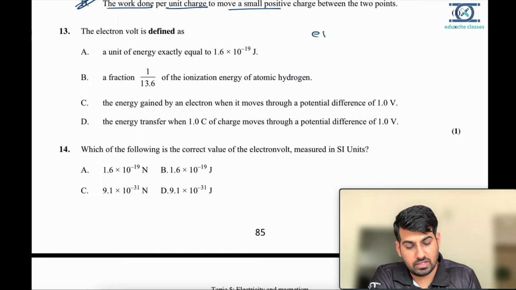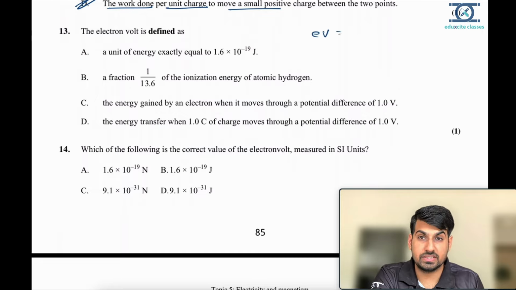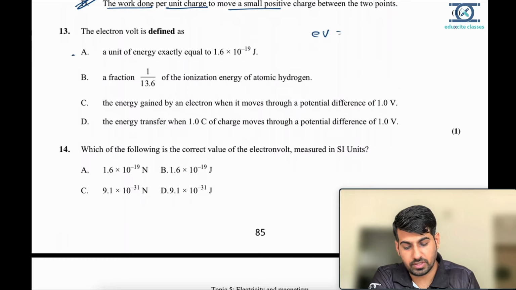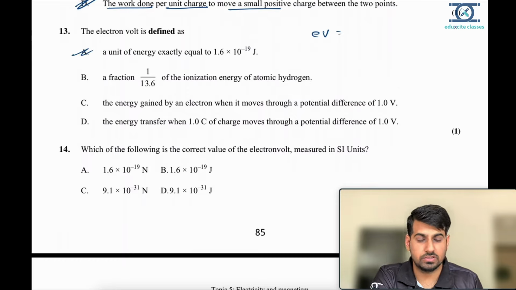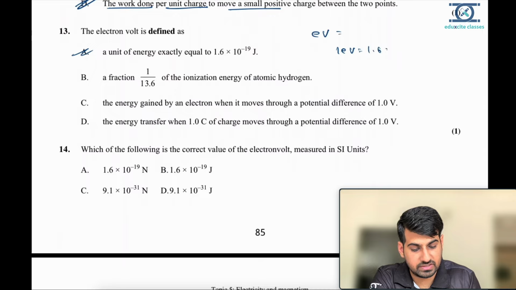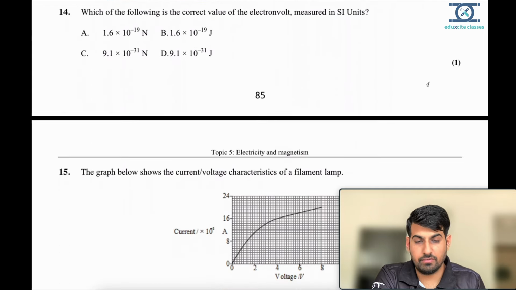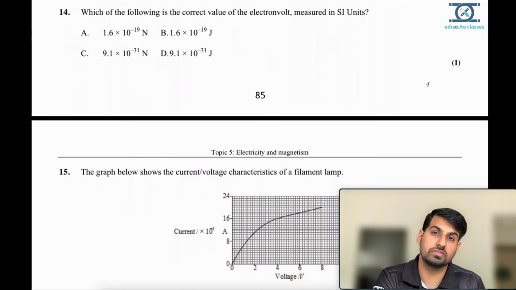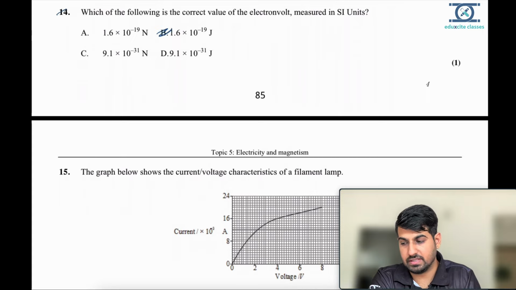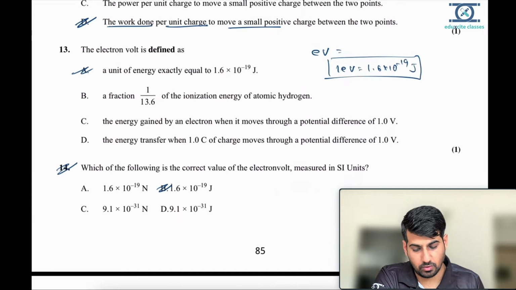And electron volt is nothing but the unit of energy first of all, which is equal to 1.6 into 10 raised to power minus 19 joule. So 1 eV is equal to 1.6 into 10 raised to power minus 19 joule. This you have to remember. Question number 14. Which of the following is the correct value of the electron volt in SI unit? So electron volt is the unit of energy and energy's SI unit is joule. So again option B is the right answer. I hope it is clear.